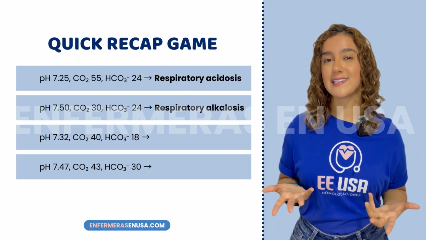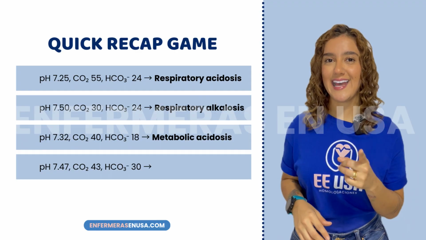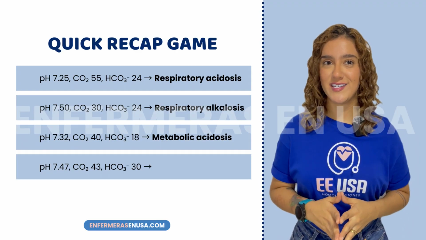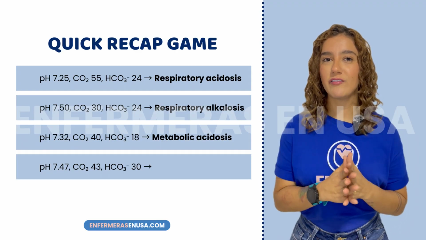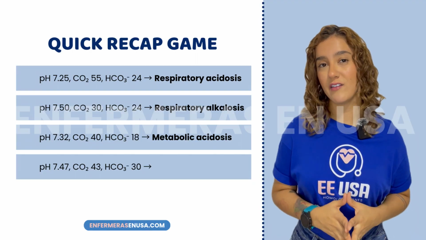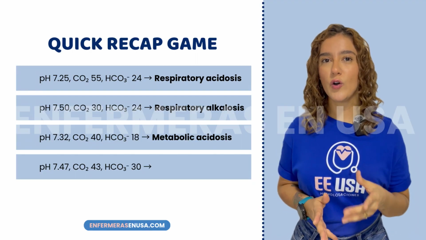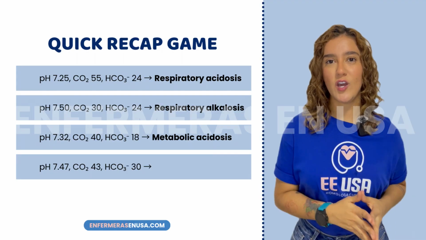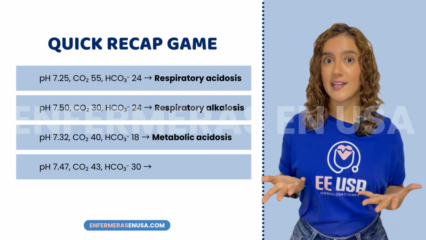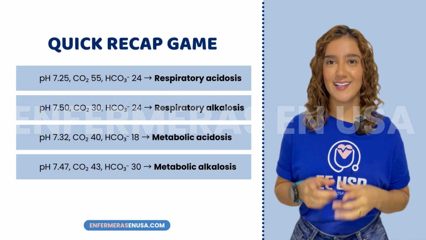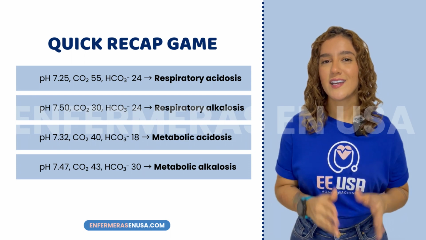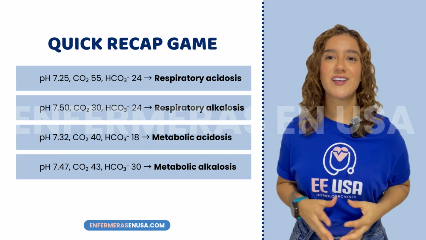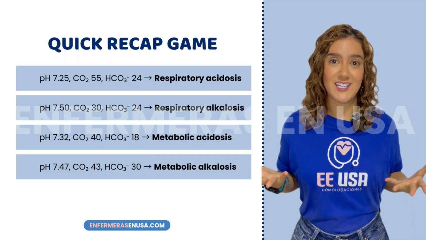Which type of imbalance is it? Exactly, metabolic acidosis. And a final example, you have a pH 7.47, CO2 43, and HCO3 of 30. Which type of imbalance is it? Excellent, a metabolic alkalosis. Congrats! You are now a master of the basic foundations of ABG interpretation.